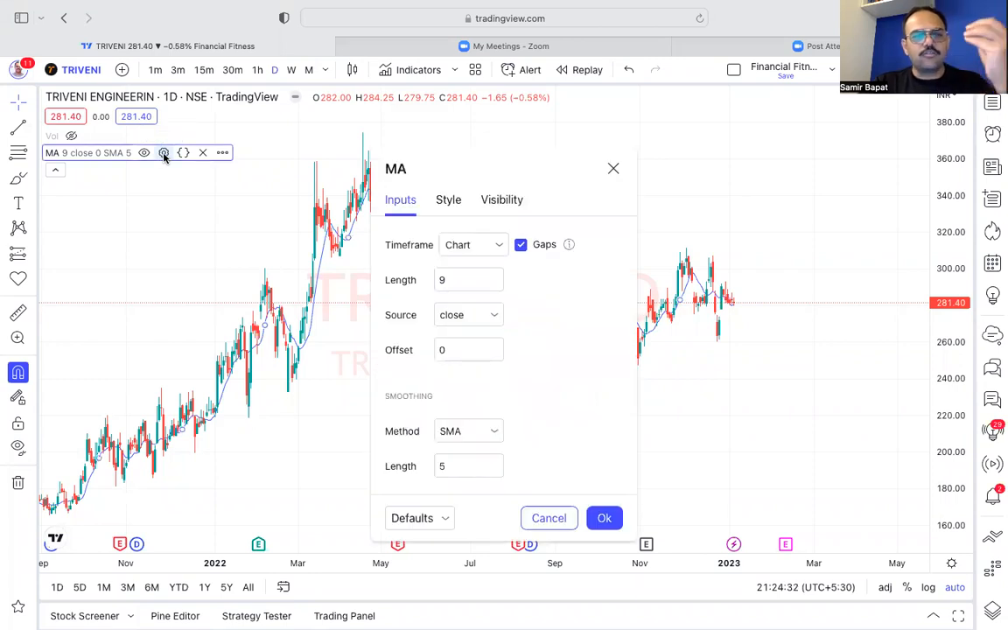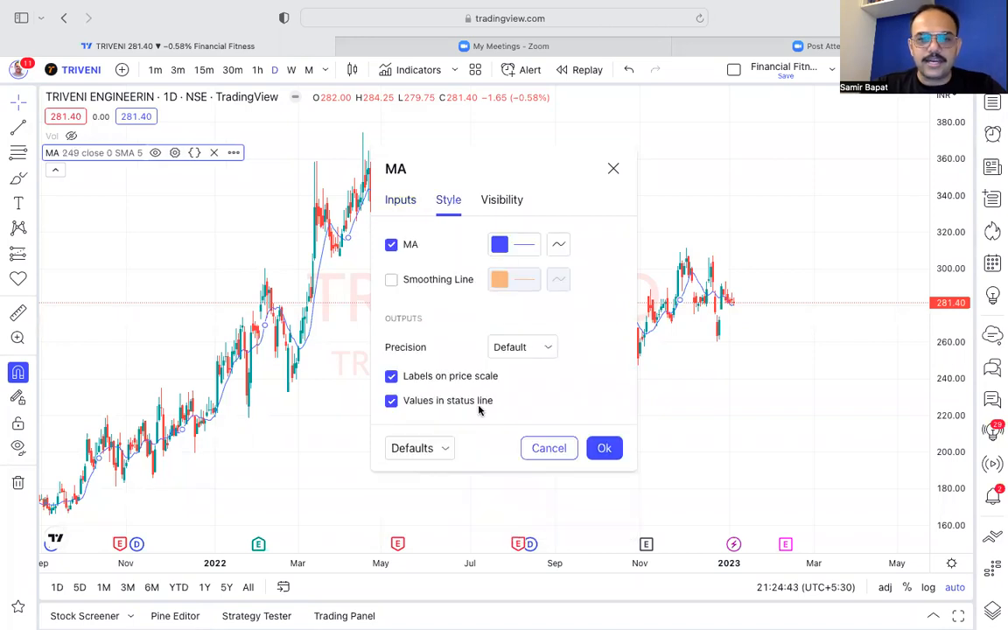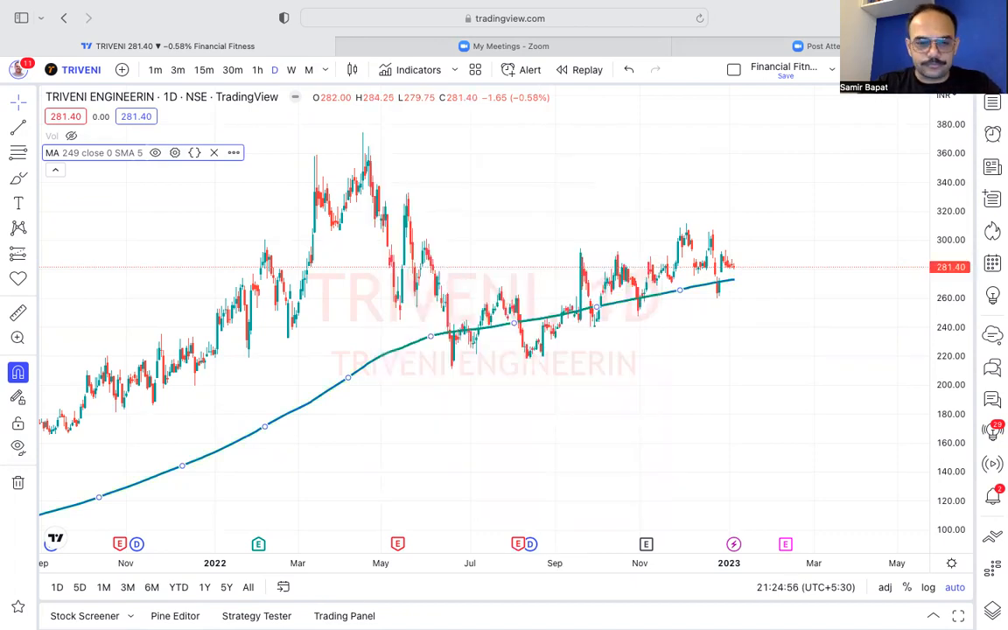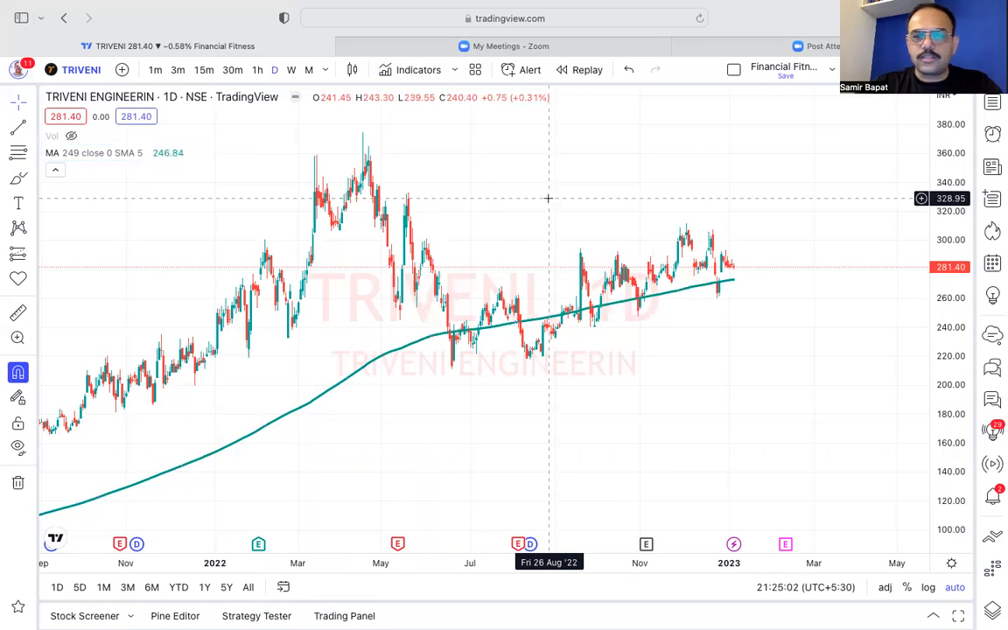Let's change. Go to the settings. Input. Let's change the length to 249. Okay, done. Then let's style. Let's make it a little thick, because I have specs and still I want to see it very clearly. Let me make it dark green. Okay.